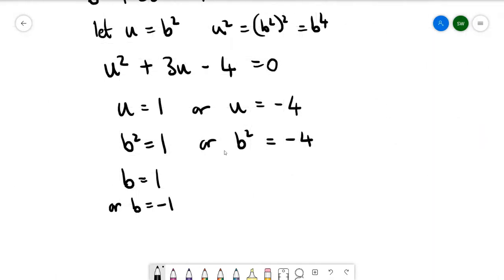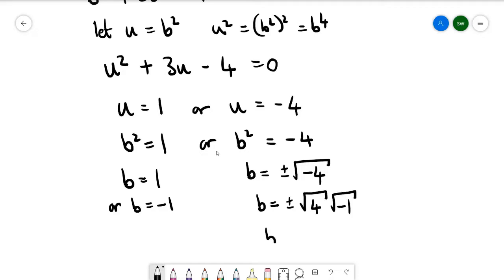This equation here would have two solutions. We would have b equals plus or minus the square root of minus 4, and the square root of minus 4 can be written as root 4 root minus 1. So b is equal to plus or minus 2i, since root 4 is 2 and root minus 1 is i.